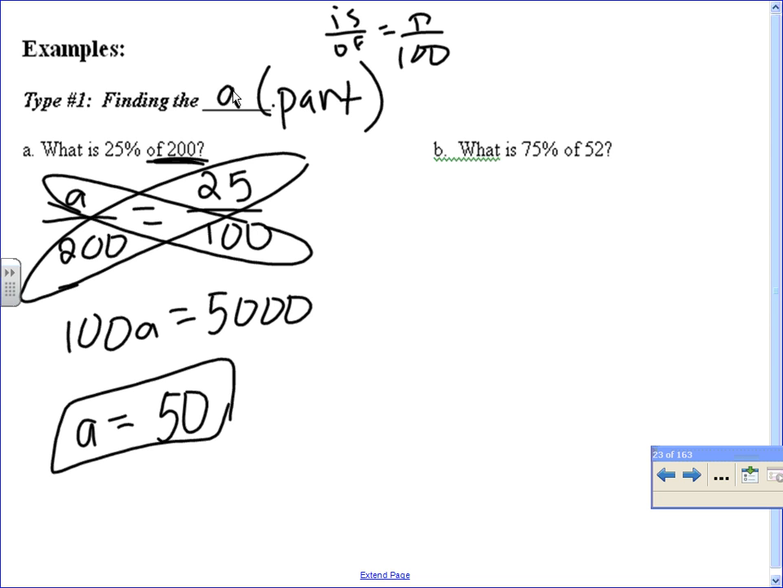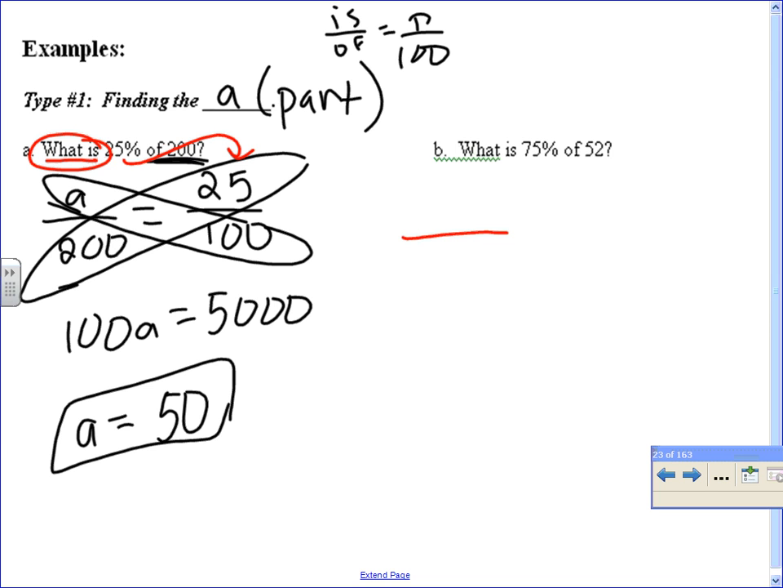Is over of is the same thing as A over B. No. What is, whatever comes before, well, in this case it's after, but the what is means we have to find the part. The percent, Mary, always goes in for P. The percent never goes in for is or of, ever. The is is the part, the of is the whole. They mean the same thing.